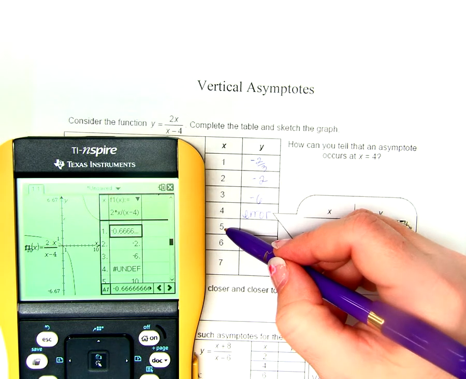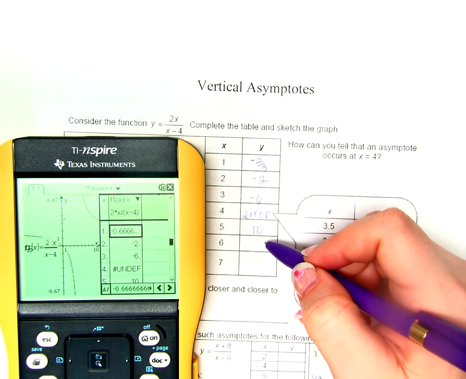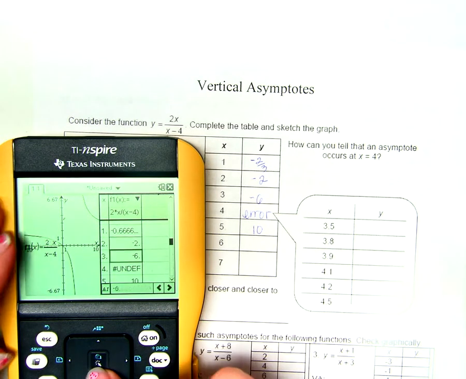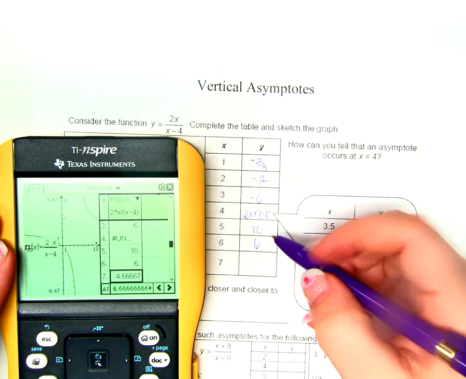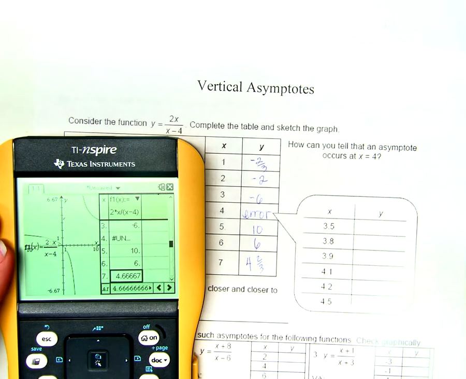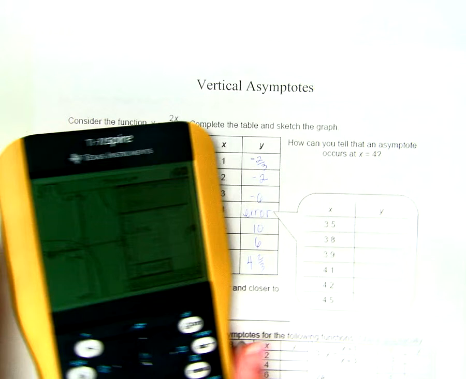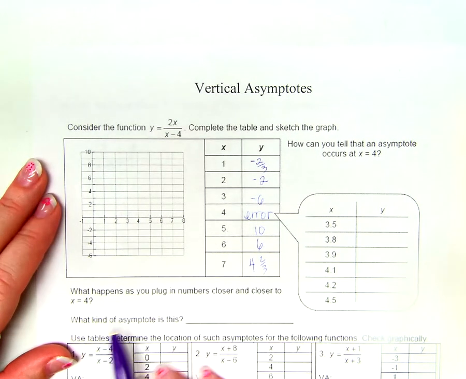When x is 5, we're at 10. And when x is 6, we're at 6. And when x is 7, we're at 4 2/3. Okay? Now, I'm going to take just a moment real quick and go ahead and graph this so I see what the graph looks like. I have it recorded on my paper.